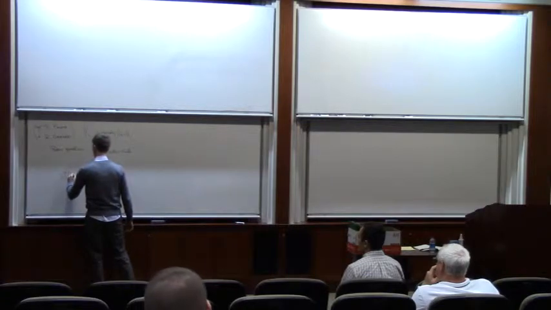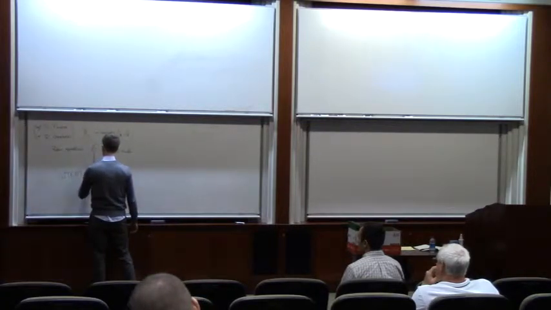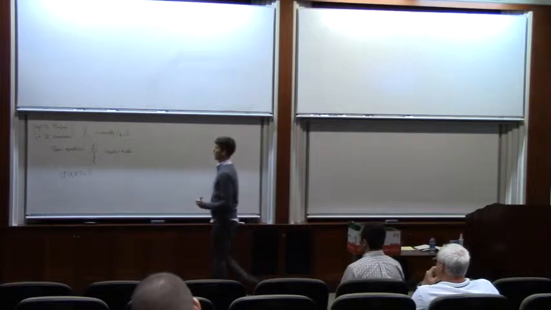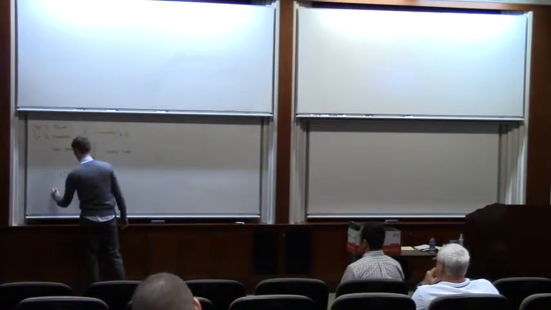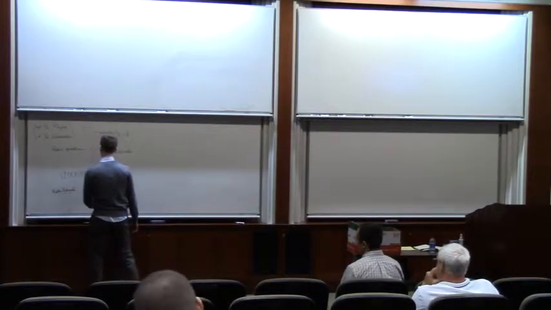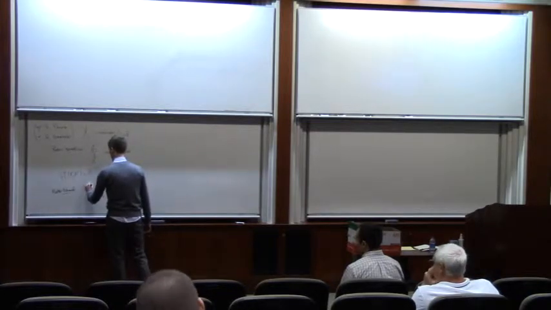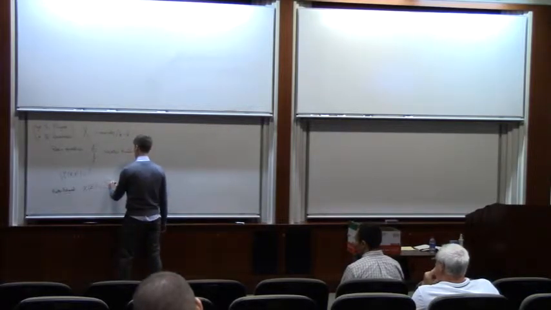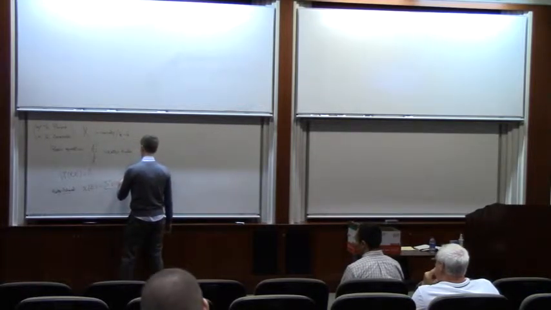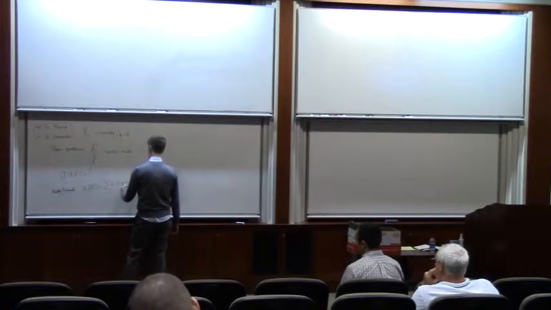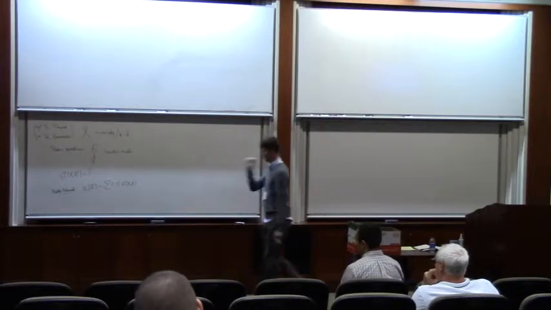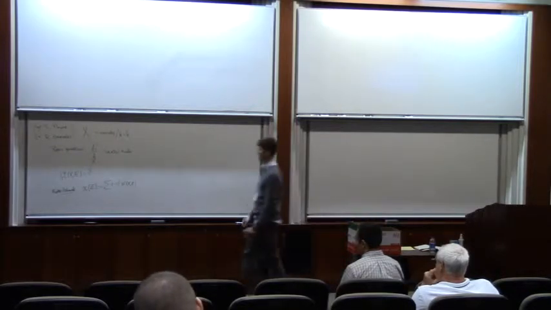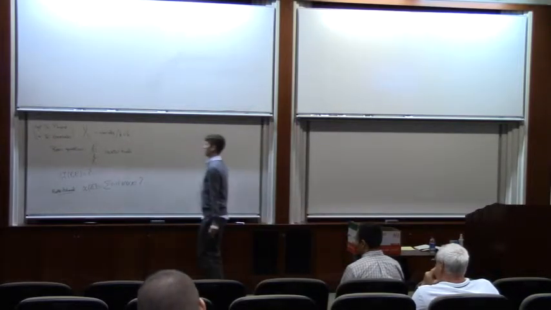you may want to know something about what its global sections are, or a better behaved variant of that, which is its holomorphic Euler characteristic, which is just defined to be the alternating sum of the cohomology sheaves. So can you compute that?